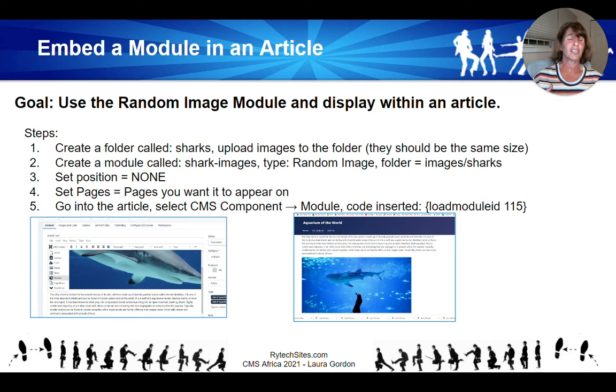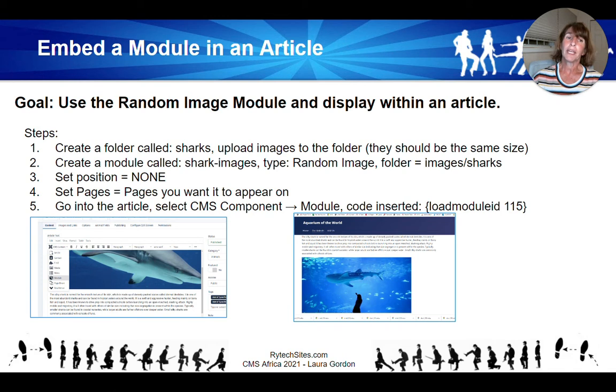Now, originally, way back in this discussion, we did a random image module. Let's do that again, but we're going to do it a little differently. So let's say with our random image module, we want to display random images of sharks, okay? Well, in order to do that, first I need a folder called sharks. I'm going to upload images to the folder. Remember, I'm going to resize them first before doing it.